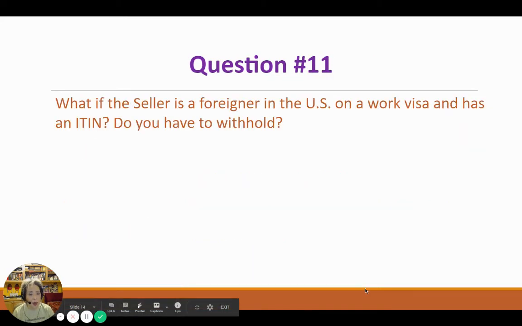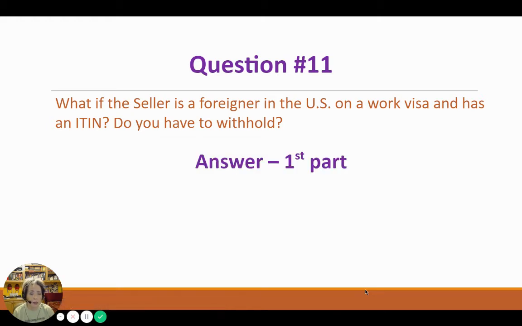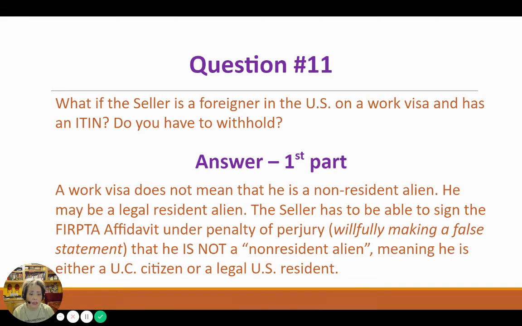Question number 11. What if the seller is a foreigner in the U.S. on a work visa and has an ITIN? Do you have to withhold? There's 2 parts to this answer. First of all, a work visa does not mean that he is a non-resident alien. He may very well be a legal resident alien.